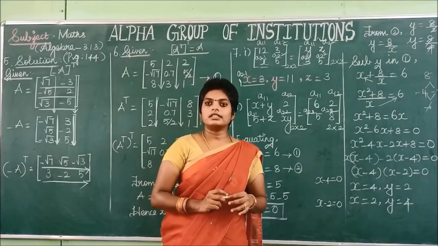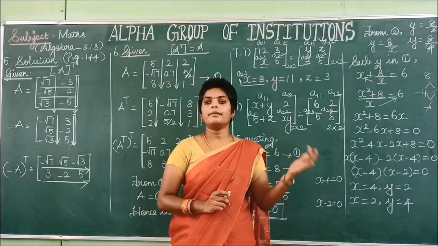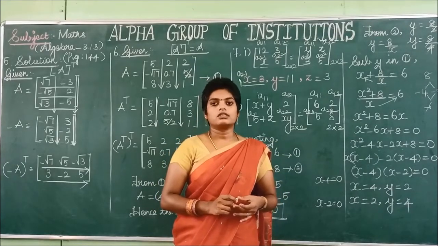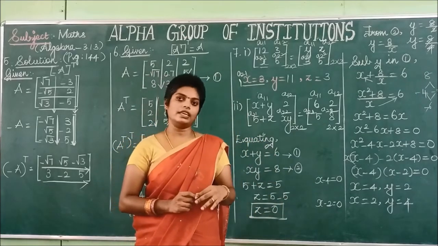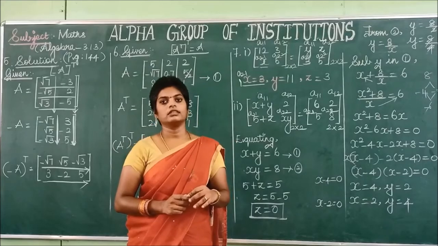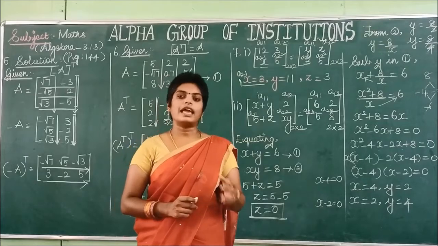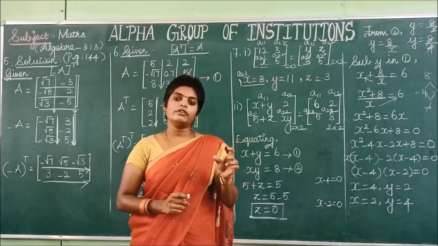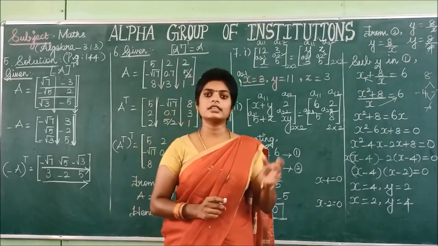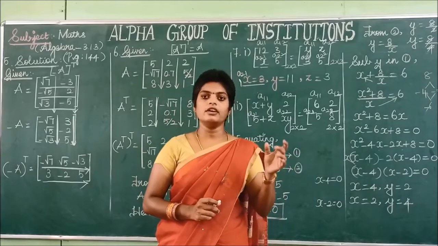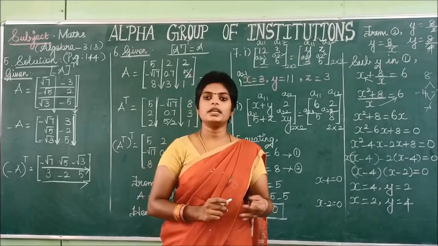Then a column matrix is a matrix that contains only one column and any number of rows. If it is a square matrix, the number of columns and number of rows are equal. Diagonal matrix: except the leading diagonal, other elements will be 0. For scalar matrix, the leading diagonal values will be equal, other elements must be 0. For unit matrix, the leading diagonal elements will be 1, others will be 0. For the zero matrix, each and every element will be 0.